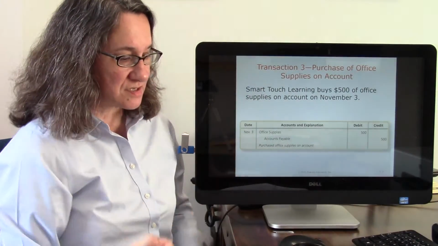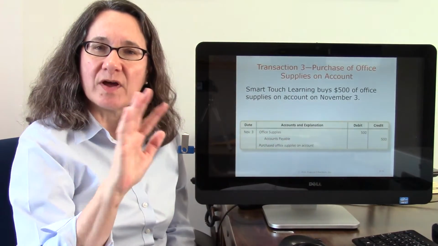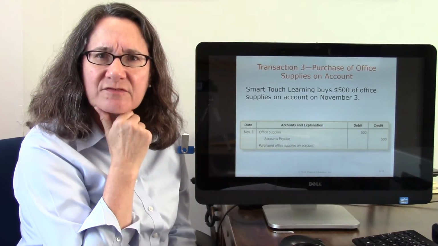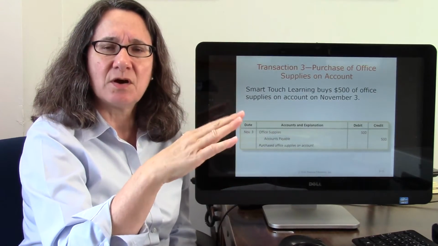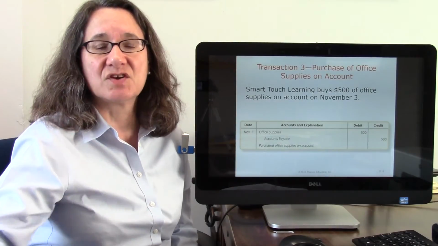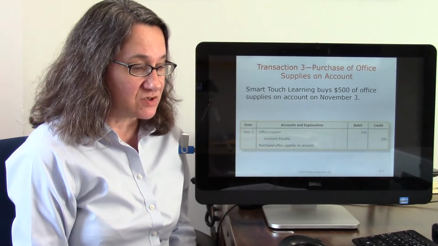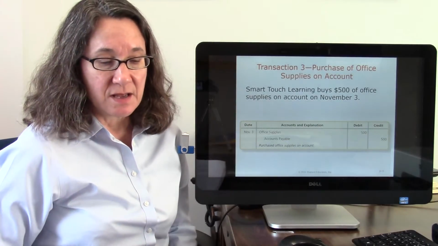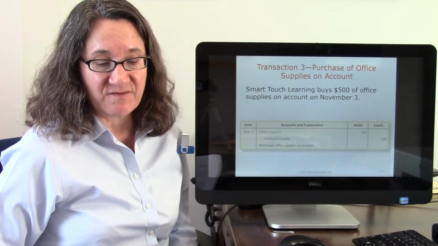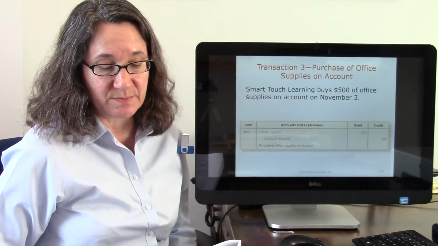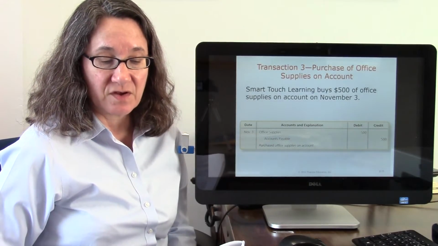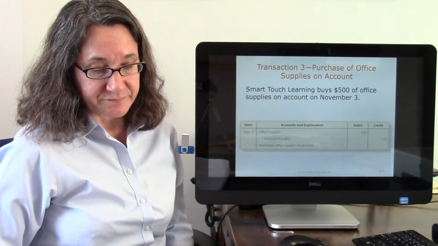All right. So let's go on. So we're going to do another, we're not going to post that yet because in real life you would probably go do transactions all day long and then just go back and post everything all at once, right? So the next transaction, transaction 3, Smart Touch Learning buys $500 of office supplies on account on November 3rd.